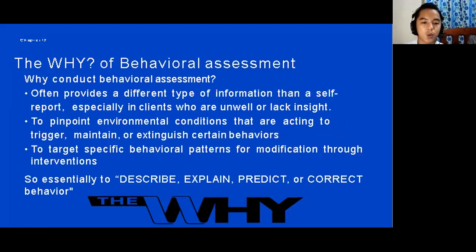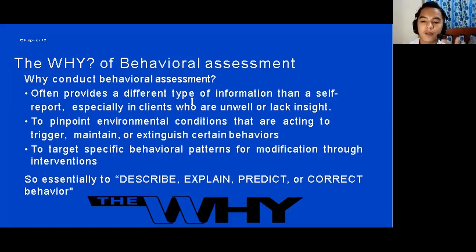So next is the whys of the behavioral assessment. So why conduct behavioral assessment? Often we use behavioral assessment because it provides a different type of information than a self-report, especially in clients who are unwell or lack insight.